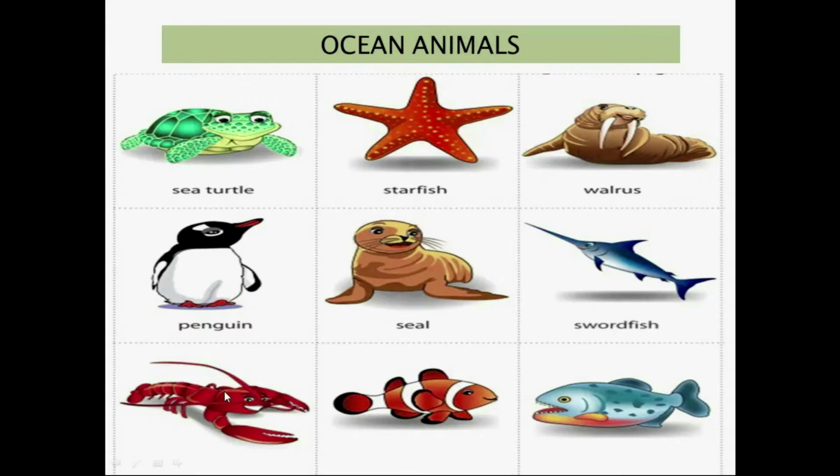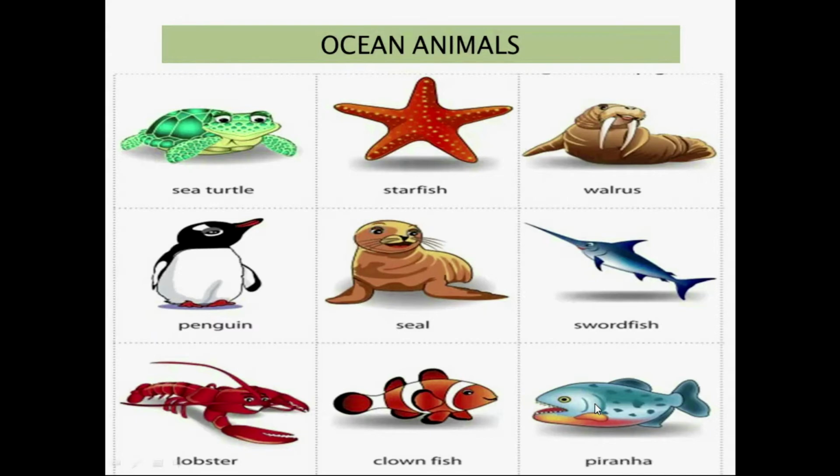And then this smiling red colored animal is called a lobster. Then we have this animal with two different colors. When we look at this animal, can we say it's a fish? Yes, we can say it's a fish. And what's the name of this fish? Clownfish, because it looks like a clown. And then there is a deadly fish. The name of this fish is piranha.